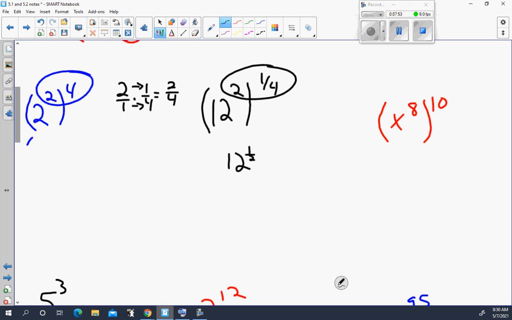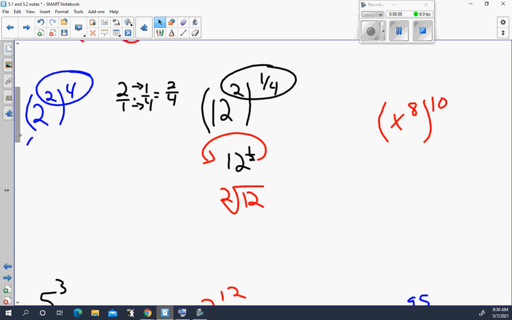What do we talk about with fractions as exponents? We can bring this around. That's our exponent, so 2, or the square root of 12. Right? And I actually don't even like that 2 there. I just want to write the square root of 12.